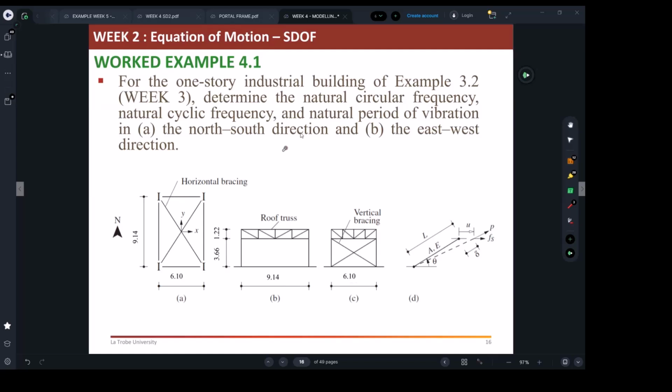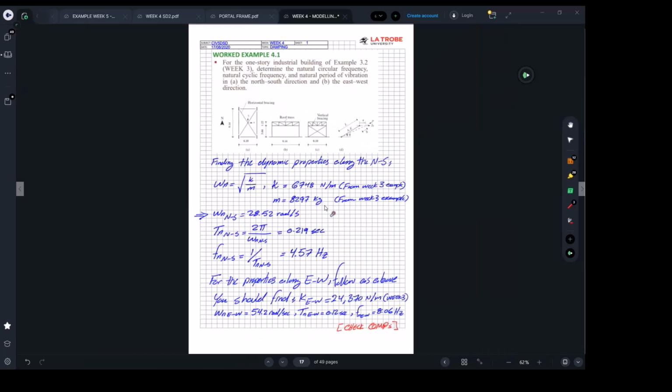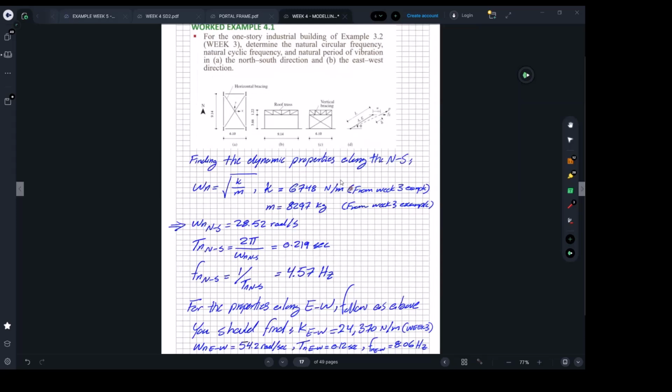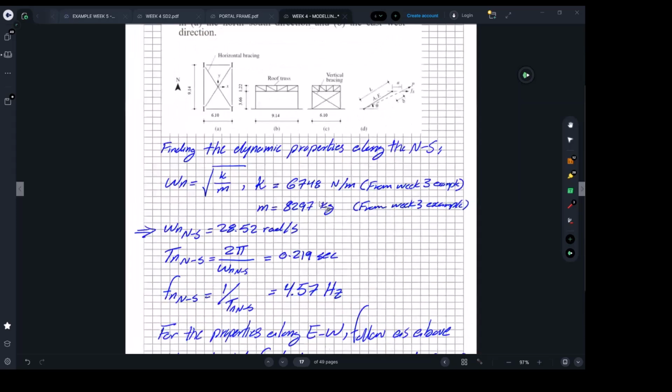So look at what we did last week, week 3, example 3.2. We worked out together and wrote the equations of motion for both directions. What we want to do today is to determine the natural circular frequency, the cycle frequency and the time period for those directions. That's all. Okay. Let's see how we do them.